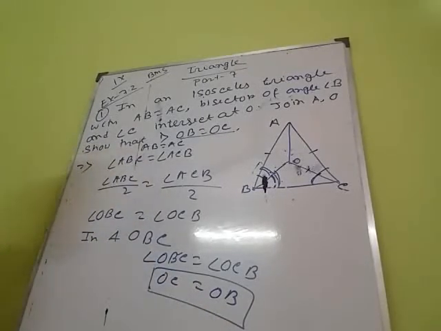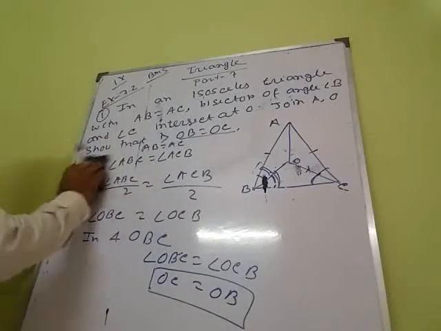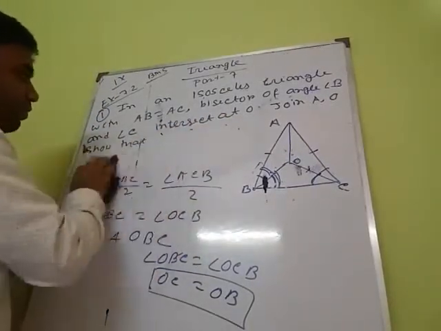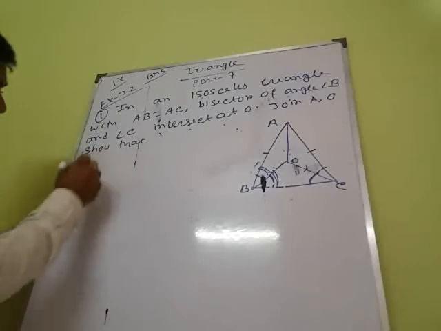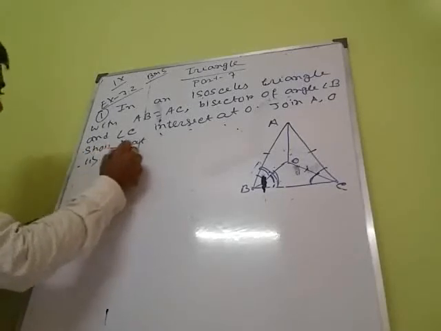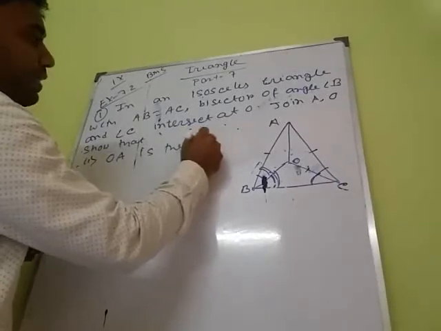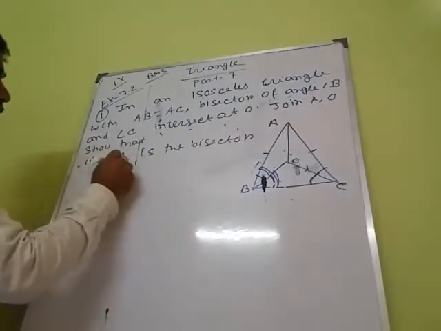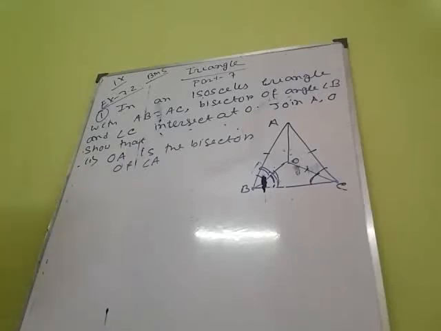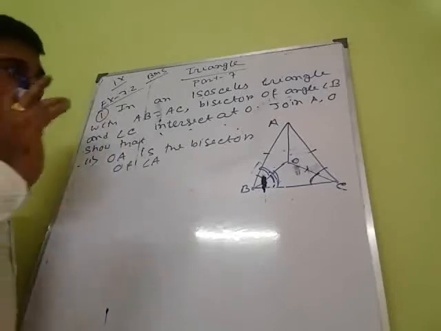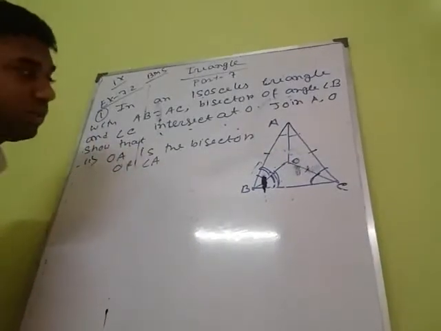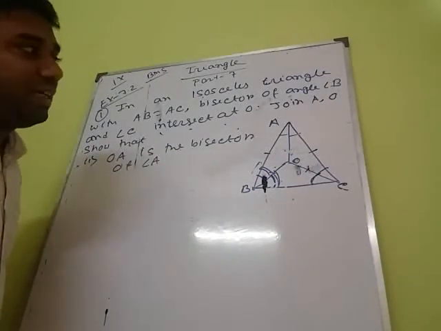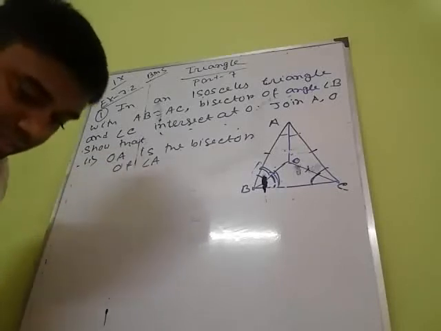Now moving on to the second part. The second part is to prove that OA is the bisector of angle A. If we are able to prove these two angles are equal, then we can say that OA is the bisector of angle A.